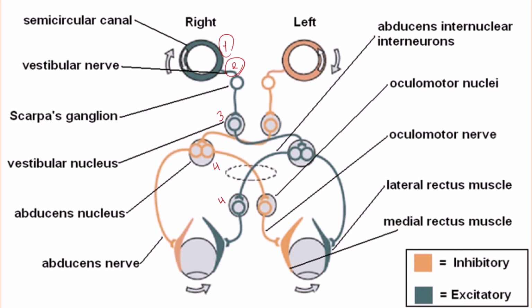The third step is when we have the vestibular nucleus. So this is where we have processing. The vestibular nerve transmits signals to the vestibular nucleus in the brainstem, which is located in the pons and medulla, and depending on the direction of the head movement, we are going to have either excitatory or inhibitory signals that are distributed to control the compensatory eye movement.